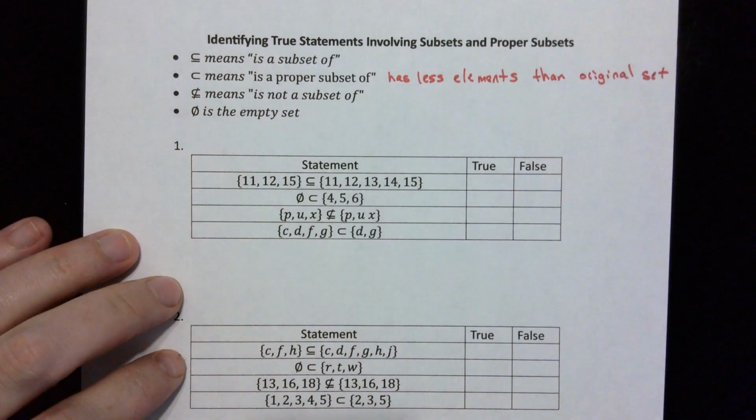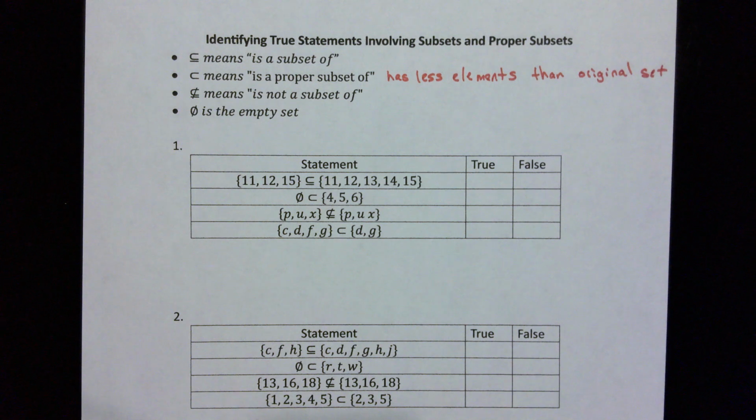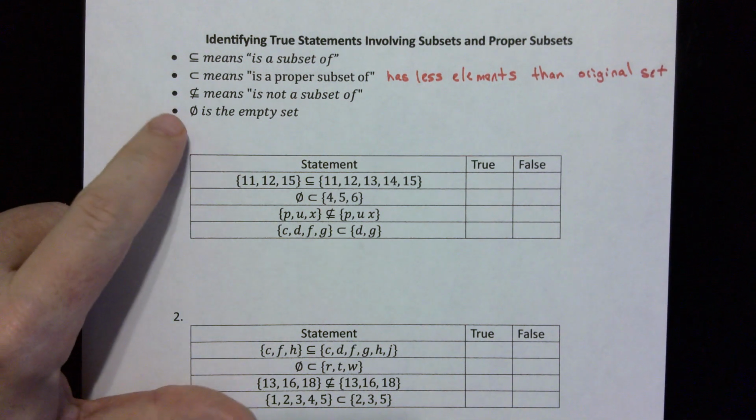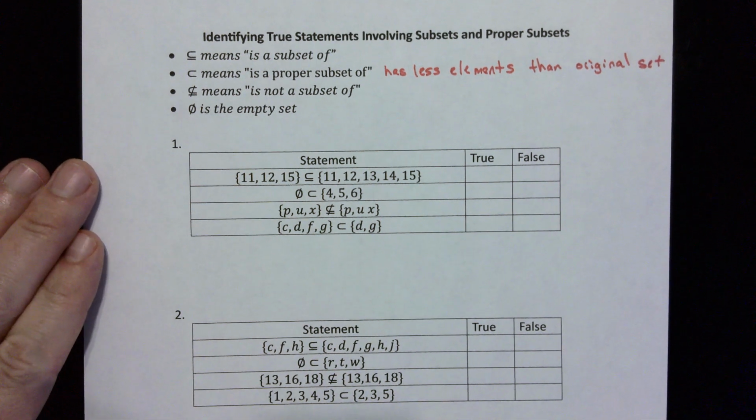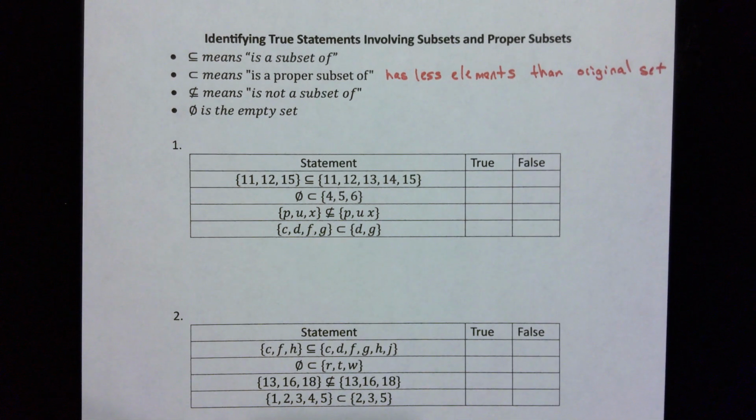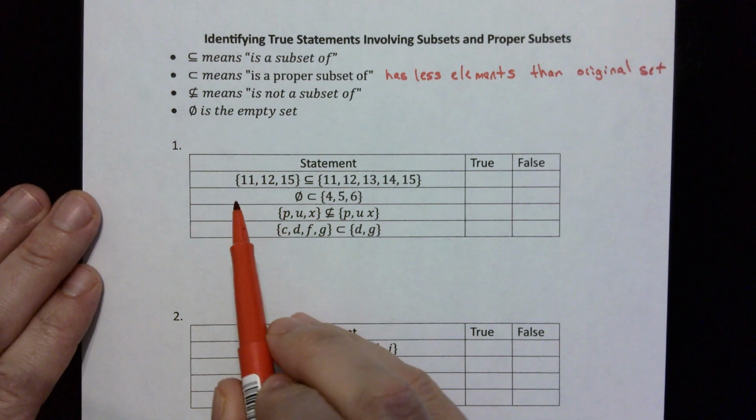This symbol with a line through it means it's not a subset, which means there are things in one that aren't in the other. And of course, the zero with the line through it is the notation for the empty set. It's the set that has nothing in it, no elements. So let's take a look at our first question here.